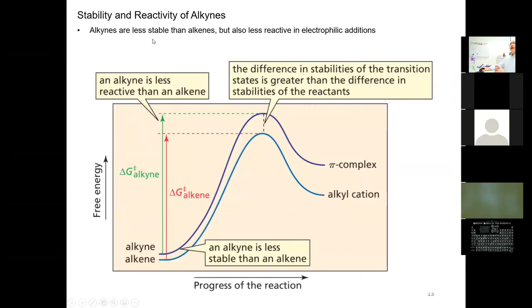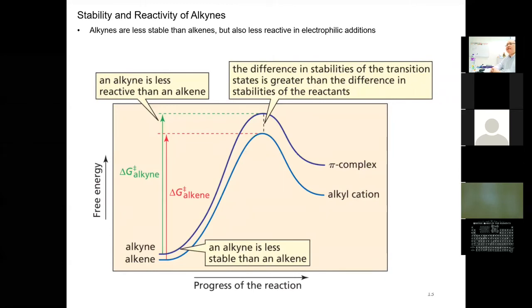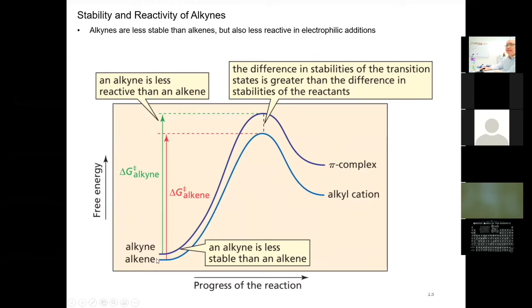So another comparison between alkynes and alkenes is relative stability. Alkynes themselves are less stable than alkenes, and so you might think alkynes are more reactive. But another thing about the addition of HX to alkenes and alkynes is that the relative stability of the transition state differs more. The transition state of the alkyne electrophilic addition is much higher than that of the alkene.